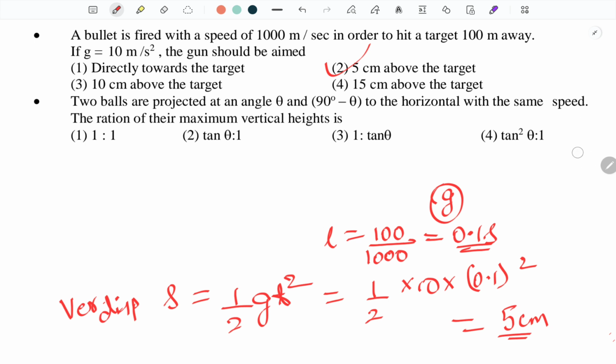What does the next question tell? Two balls are projected at an angle theta and 90 minus theta to the horizontal with same speed. The ratio of their maximum vertical height is.